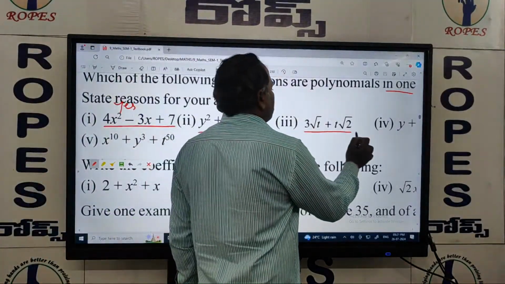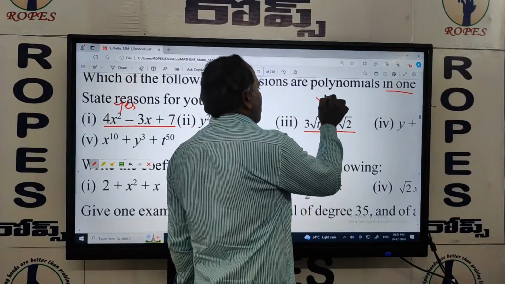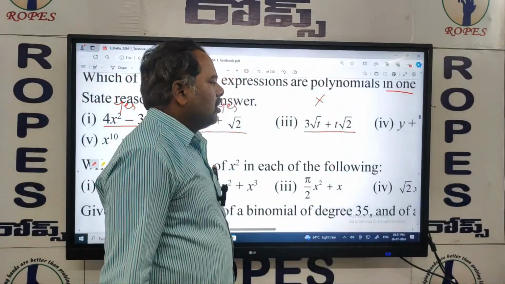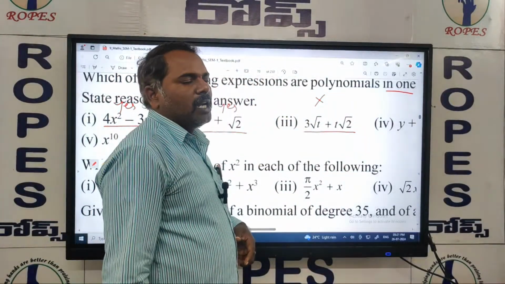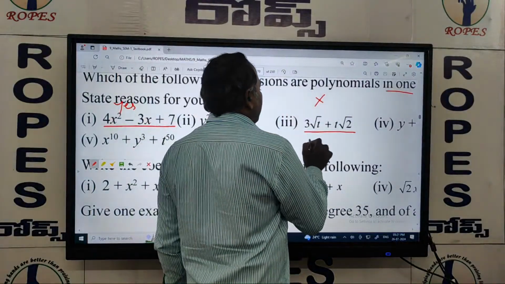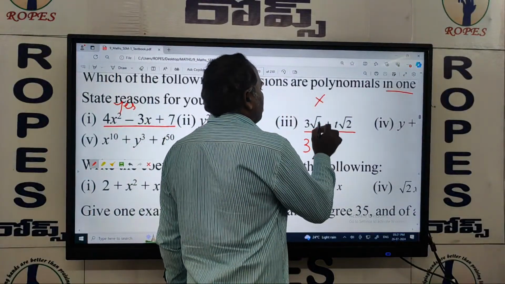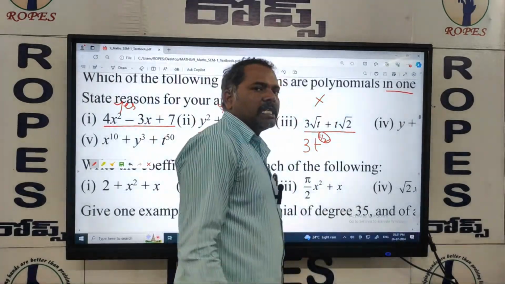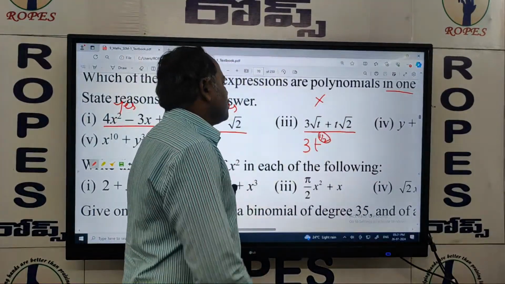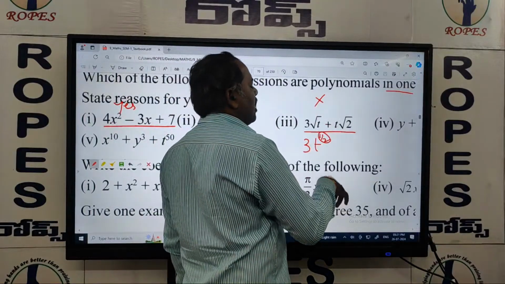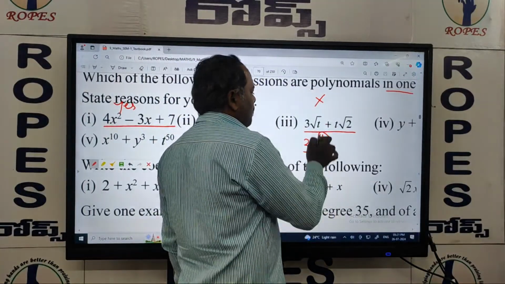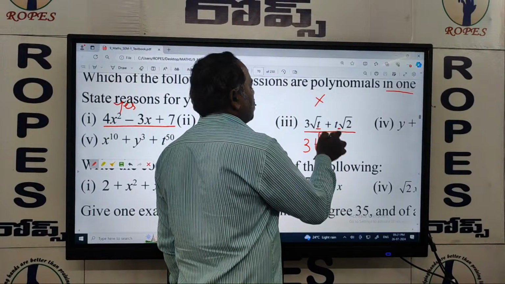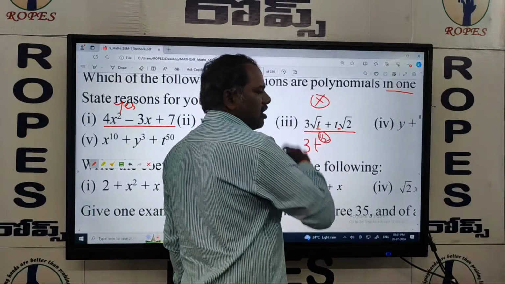If you go to this one, first of all, it is not a polynomial. Why? Here we can write 3t power square root, which means power of 1 by 2. It is a fractional form, not an integer. So that's why it is not a polynomial. When it is not a polynomial, even if it has one variable, it does not belong to polynomials.